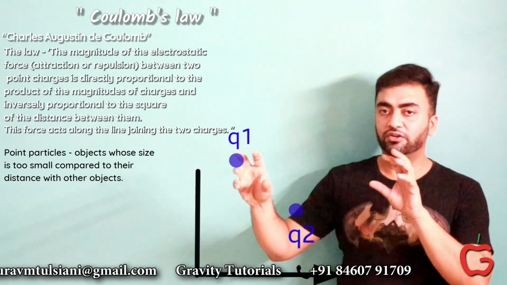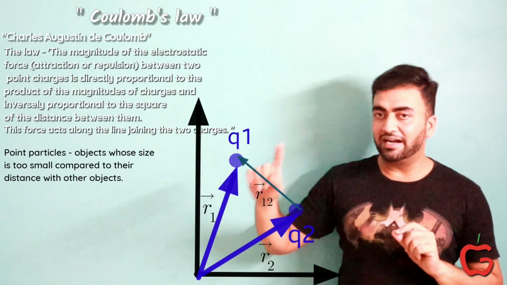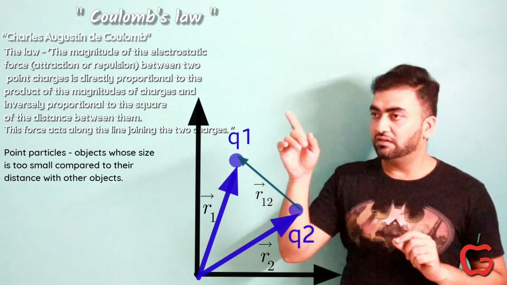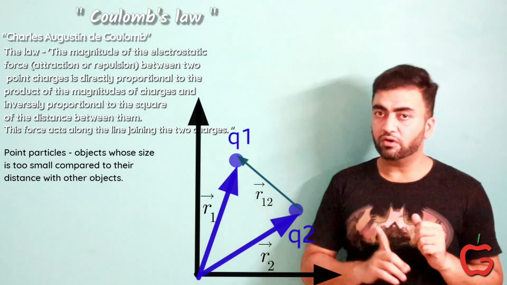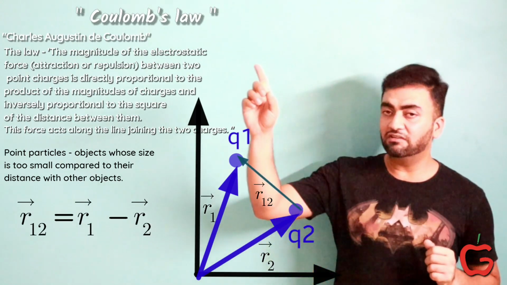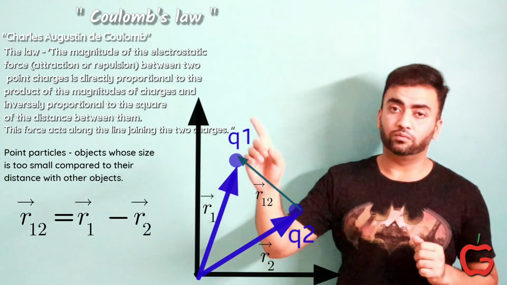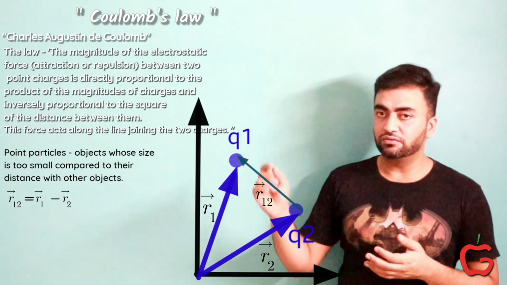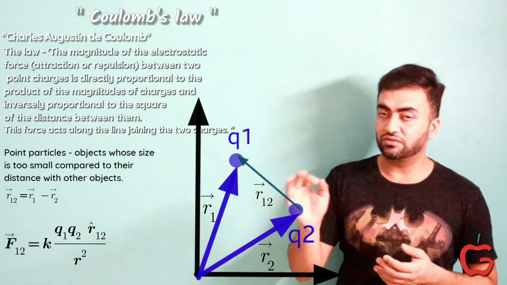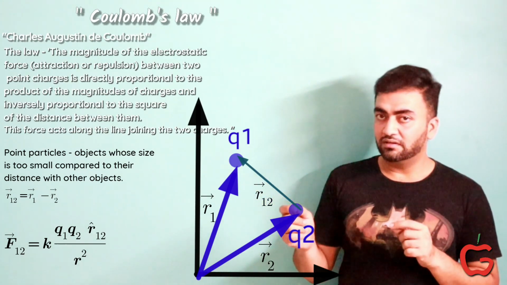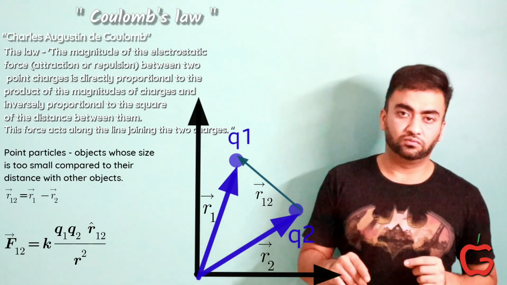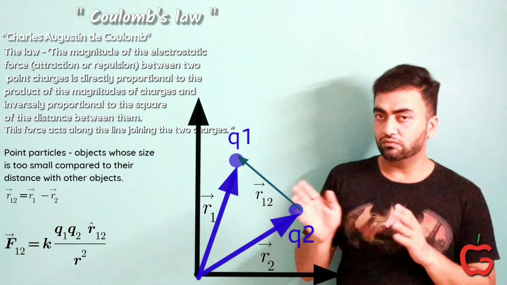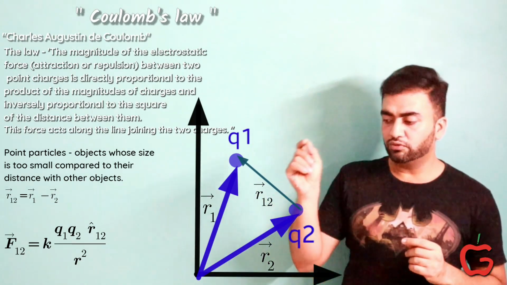Now suppose Q1 and Q2 are two point charges located at R1 and R2. Now the distance between them is R12. So this vector R12 goes from 2 to 1. So this vector R12 is R1 minus R2. Okay. So to complete Coulomb's equation, we write F equals K Q1 Q2 by R square. This is the magnitude, multiplied by unit vector R12. The unit vector gives the direction from 2 to 1. Okay. So 2 pushes 1 in this way.